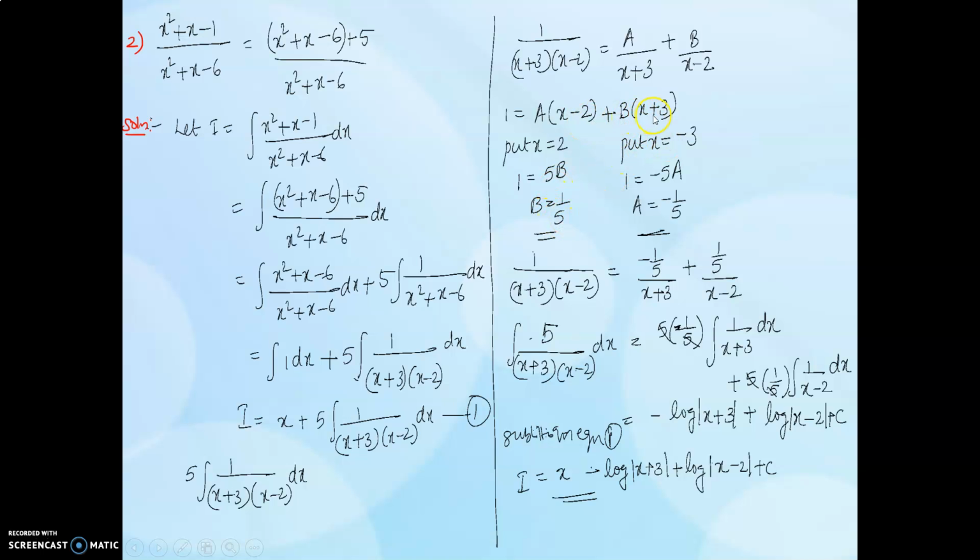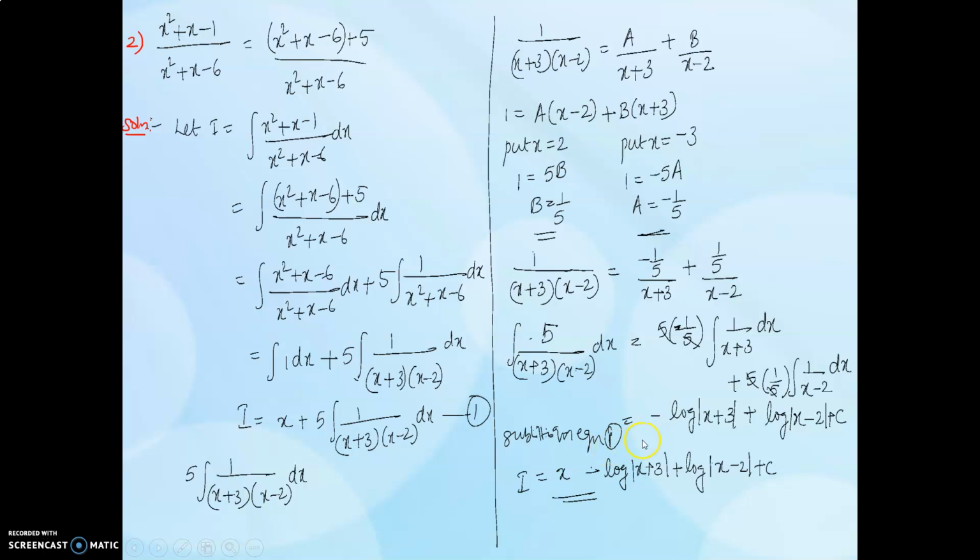Put x is equal to minus 3, this term will become 0. So minus 3 minus 2 is minus 5a is equal to 1, therefore a is equal to minus 1 upon 5. Now this term will become like this: minus 1 upon 5 upon x plus 3 plus 1 upon 5 upon x minus 2. Therefore integral 5 upon x plus 3 into x minus 2 dx is equal to 5 into minus 1 upon 5 integral 1 upon x plus 3 dx. Similarly, plus 5 into 1 upon 5 integral 1 upon x minus 2 dx.